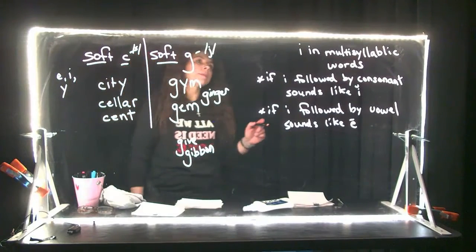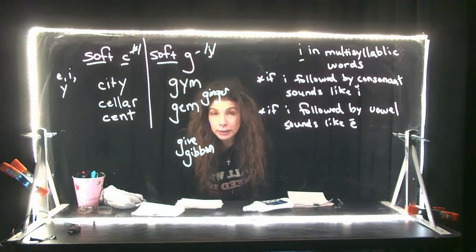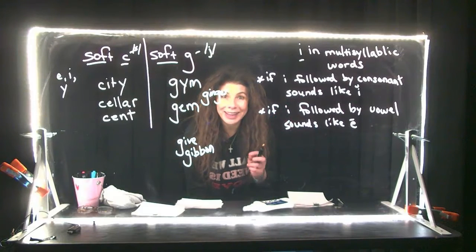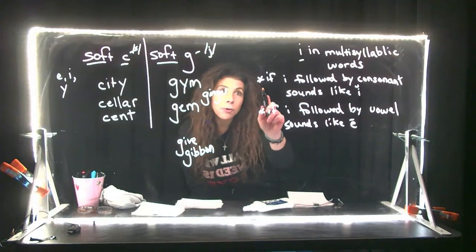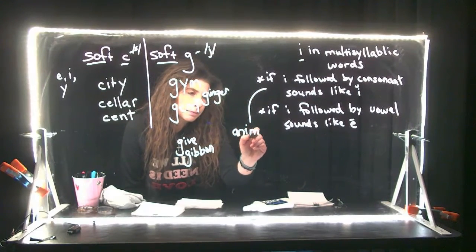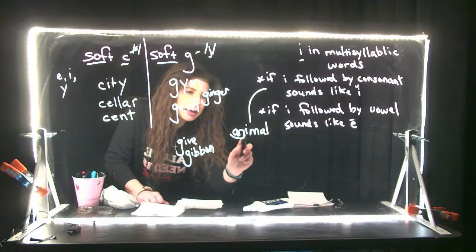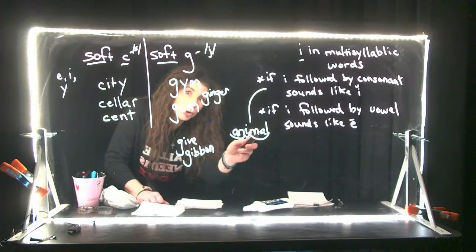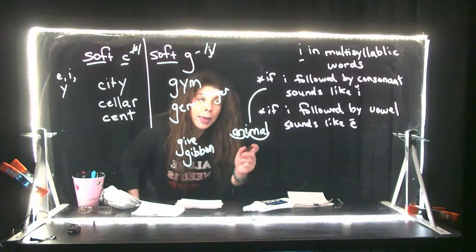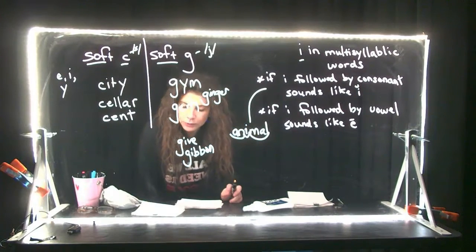Then we also talked about the letter I in a multisyllabic word. Again, this is for reading. If an I is followed by a consonant, it's going to sound like an I, even though it looks like an open syllable. For example, in the word animal, if I were to split that up, an-i-mal, that's a schwa. It should be an-I-mal, right? Because that's an open syllable. But because it's followed by a consonant, it's a short vowel sound.